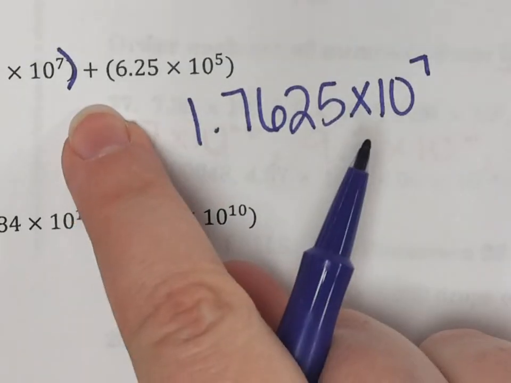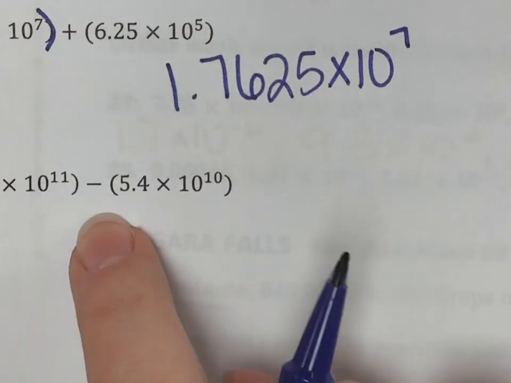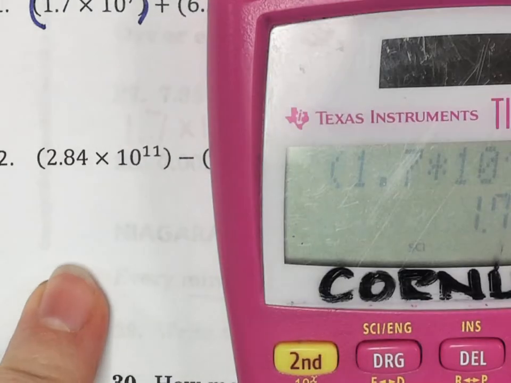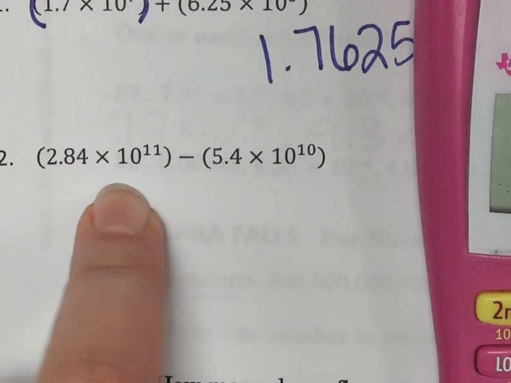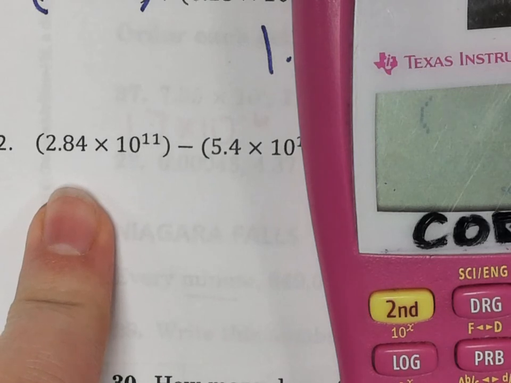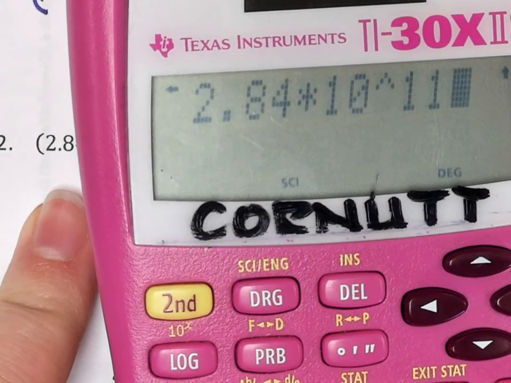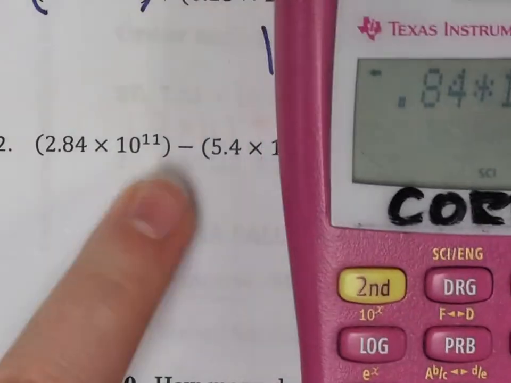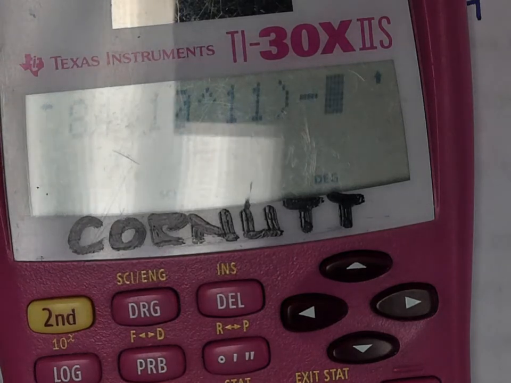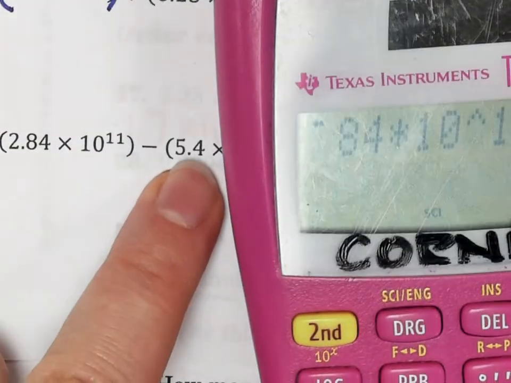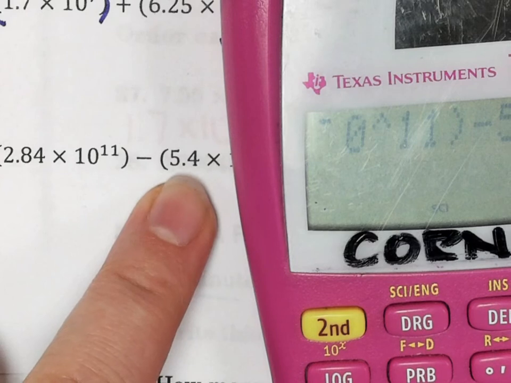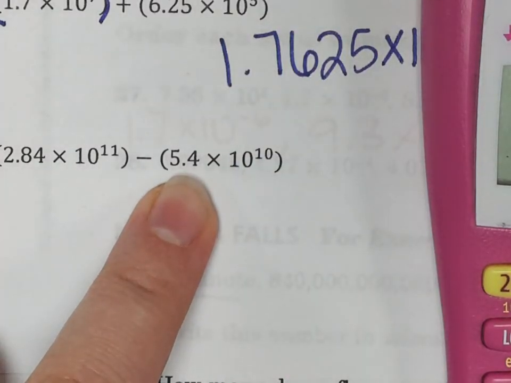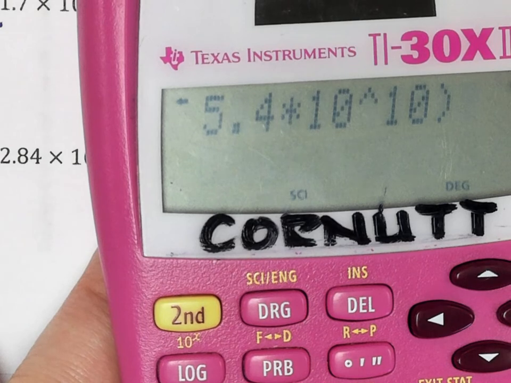Okay, guys, guess what? If we can add scientific notation in our calculator, what can we do? We can subtract, okay? So same thing. What are we going to make sure we put around our scientific notation? Parentheses. So parentheses, 2.84 times 10 to the 11th power. Close your parentheses. And this time we're subtracting. So minus. And then 5.4 times 10 to the 10th power.